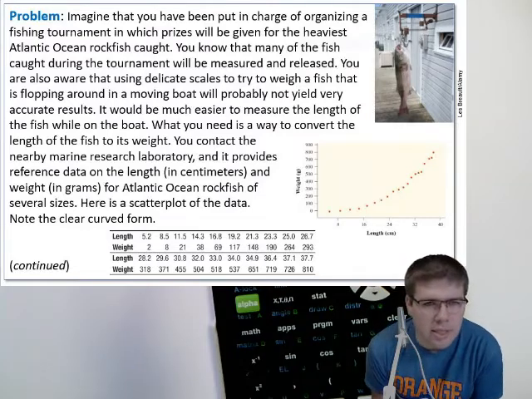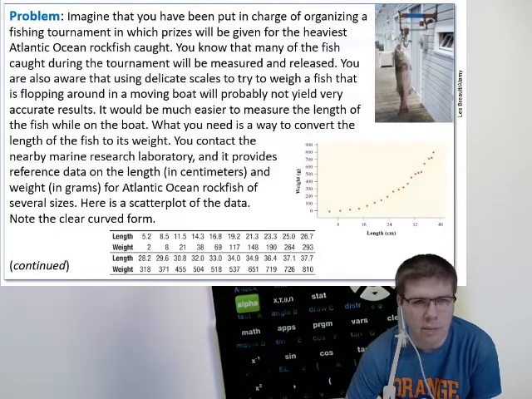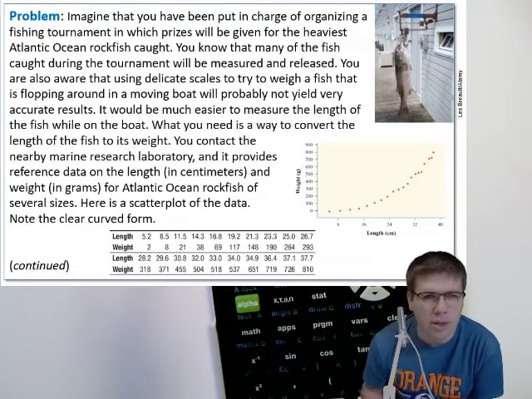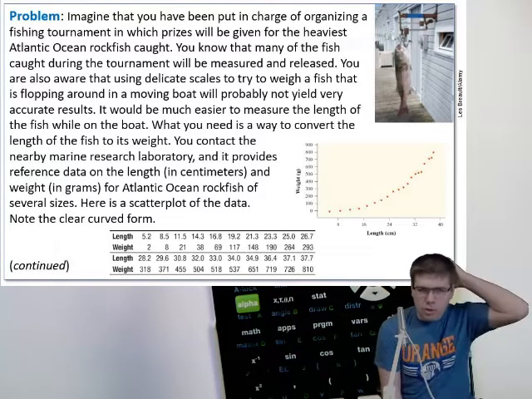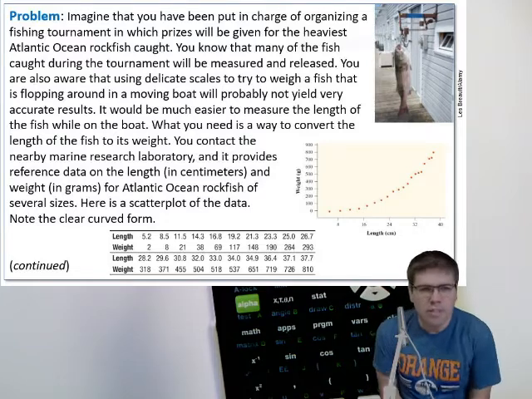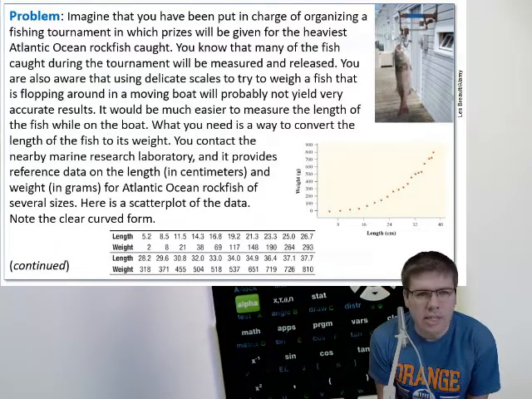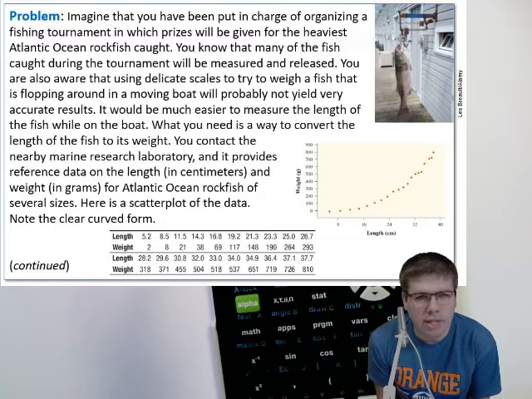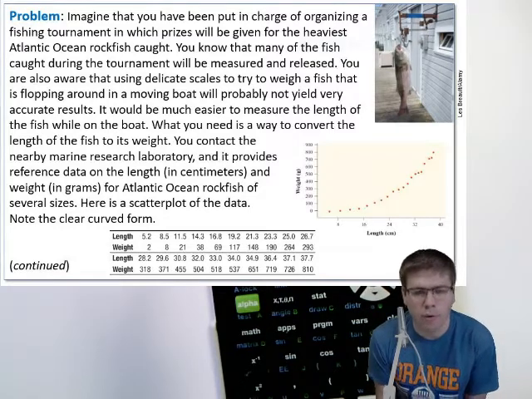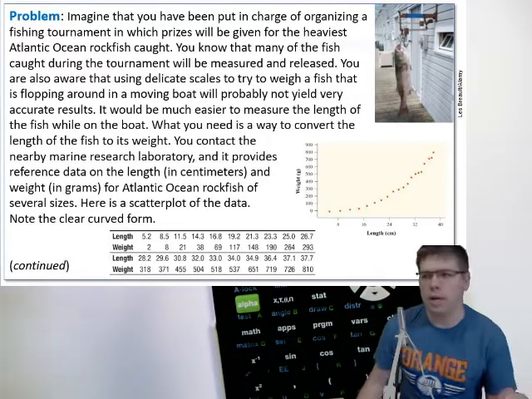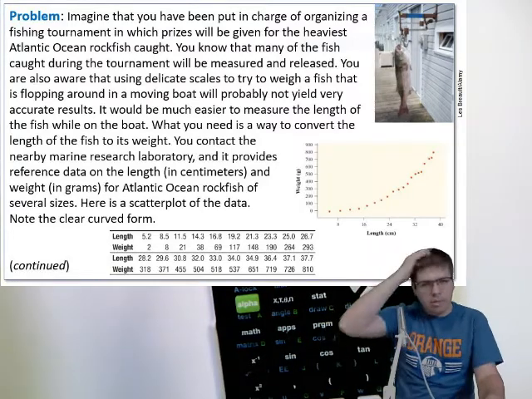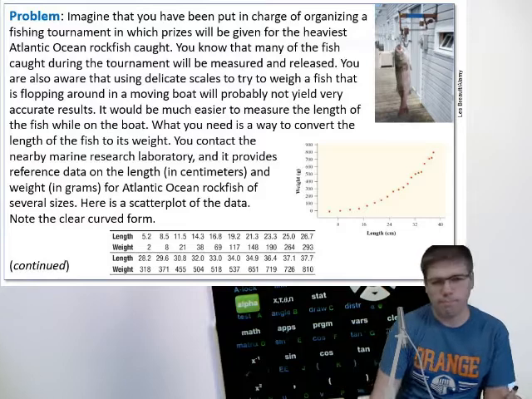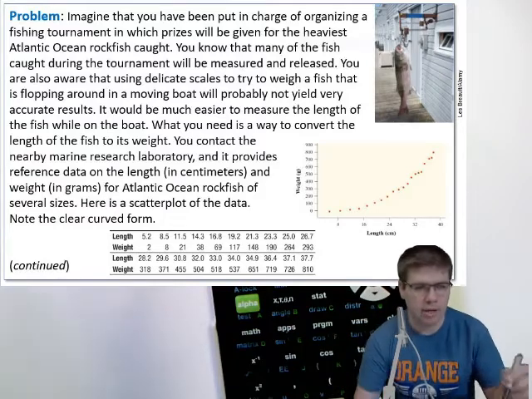You contact the nearby Marine Research Laboratory and it provides reference data on the length in centimeters and the weight in grams for Atlantic Ocean rockfish of several sizes. Here is the scatter plot of the data. Note the clear curved form, and so we've got curved data once again. And by the way, this problem is on page 797 in your textbook if you want to check it out there and see it kind of written out.